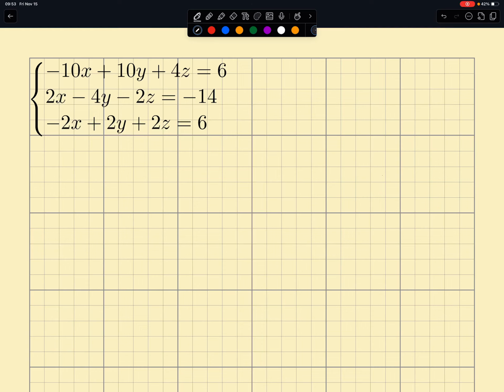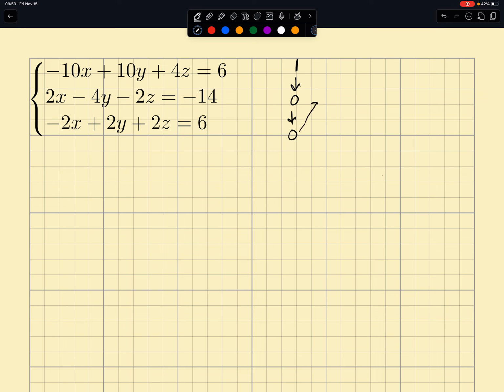All right, we're going to be solving this system of equations by the Gauss-Jordan elimination method. And so the pattern is make row 1, column 1 a 1, and then everything else in column 1, so that'd be row 2, column 1, and row 3, column 1, we're going to make those zeros.